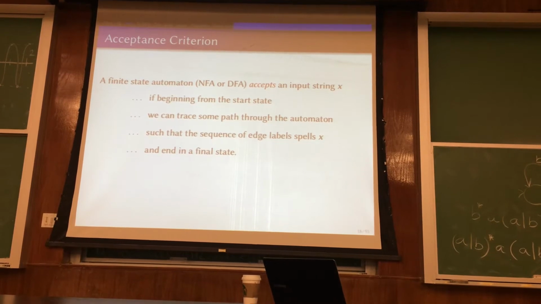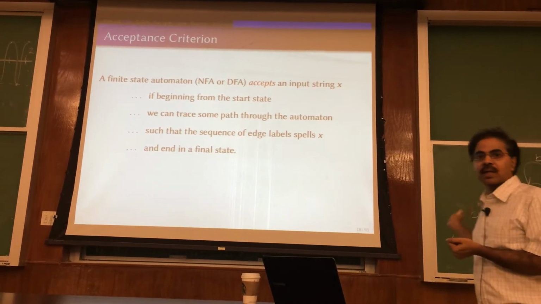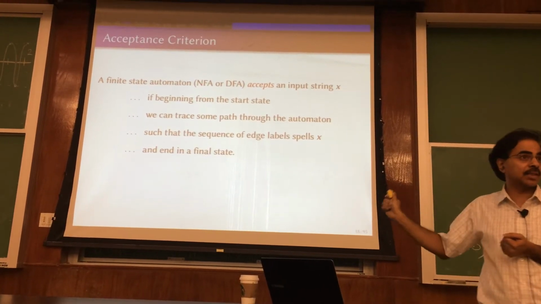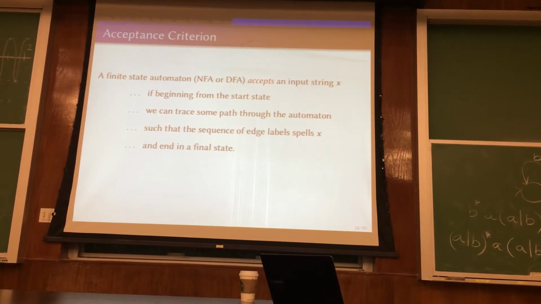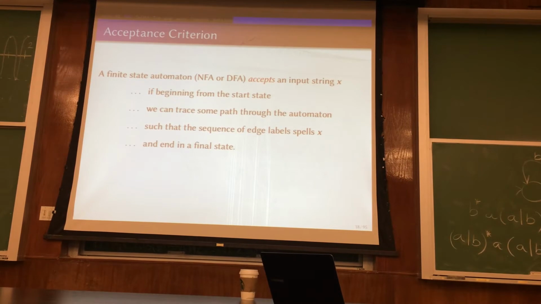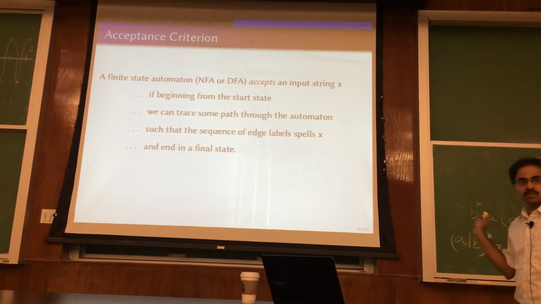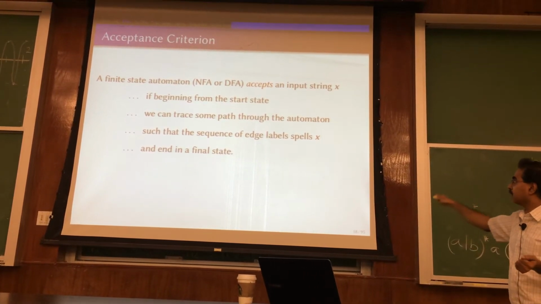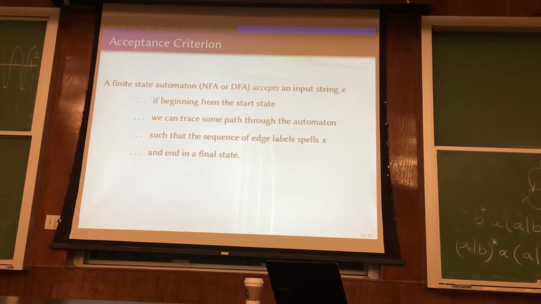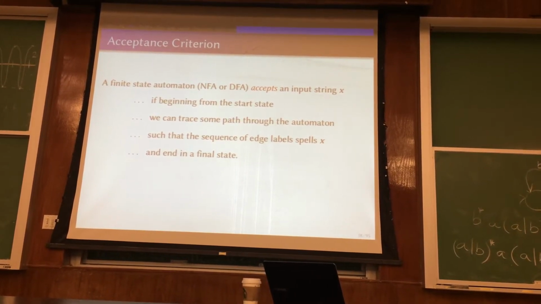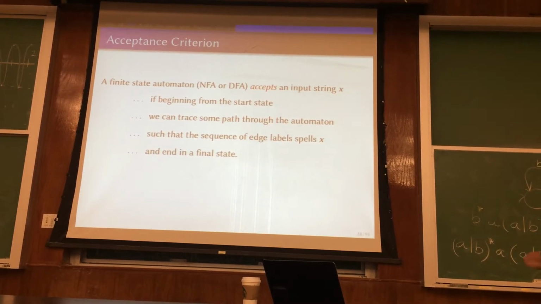If you are in the middle of the string and you're stuck at a final state or some other state and you can't go forward, then that string is not accepted. So you need to be at a final state when the string ends. That's why the path that you trace should spell out exactly the entire string. Not the prefix of the string or a suffix of the string. It should spell out the entire string.